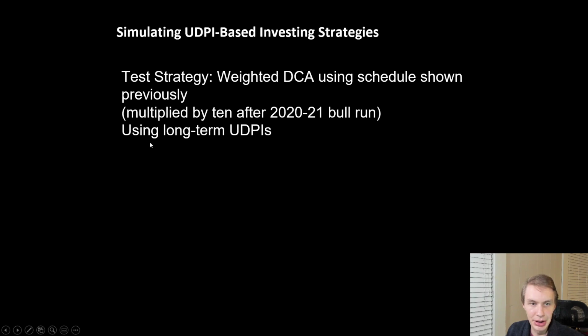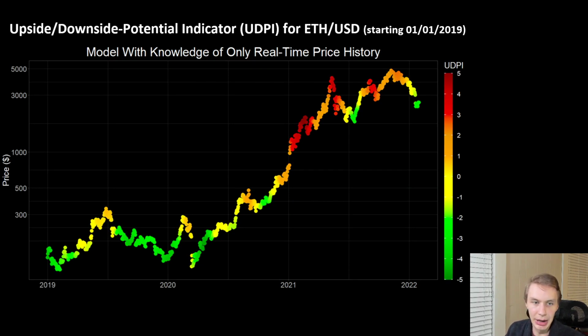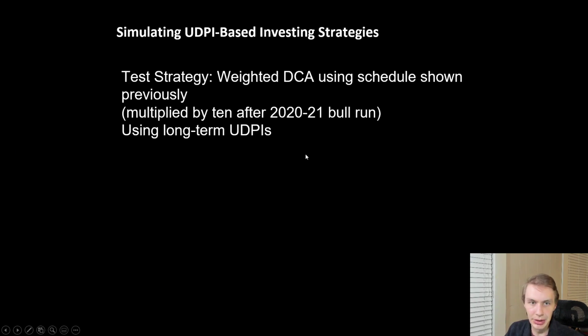And also we're using the long-term UDPIs for this simulation. These are ones that care about moves that play out over months. And given that we're caring about a longer time frame, it seems reasonable to use the longer-term UDPI. Might be one that you want to look at. You could do this with the shorter-term ones. You could do it with a short term and the medium term. I'm just going to do it with the long term since we're looking at a longer period of time here.